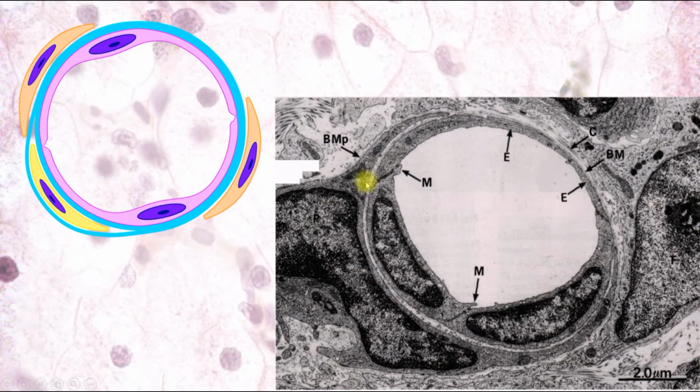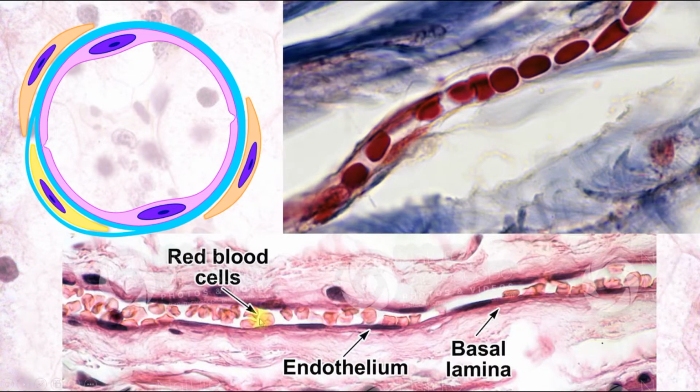And here we can see endothelial cells, endotheliocytes, the basement membrane, and also there are cells of connective tissue which surround these capillary cells. Here we can see a capillary. It's endothelium in longitudinal section. There are red blood cells, erythrocytes, endothelium, and basement membrane under the endothelium. Here we can see endothelium and basement membrane.